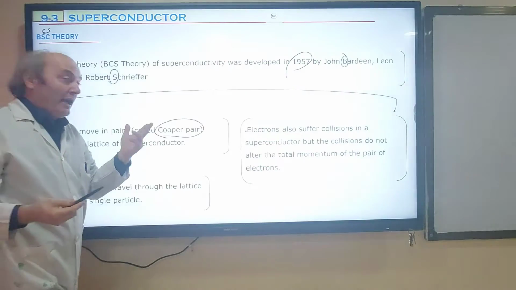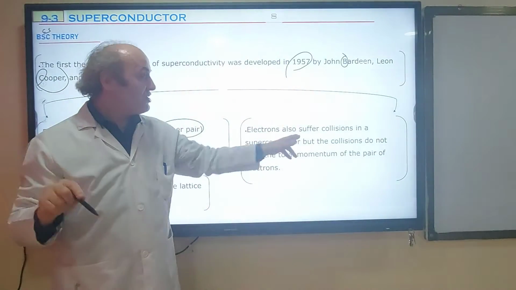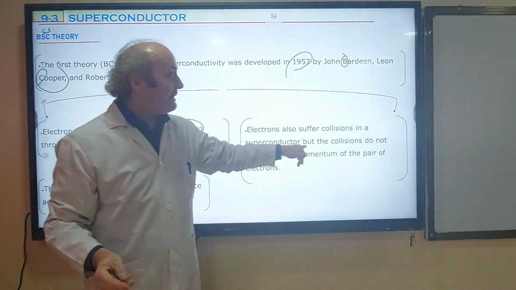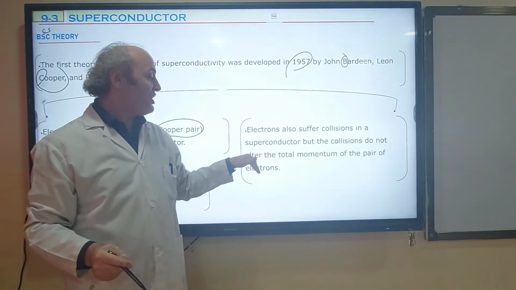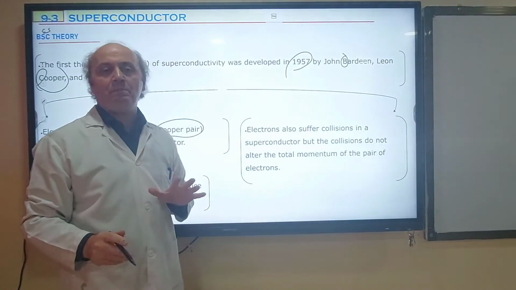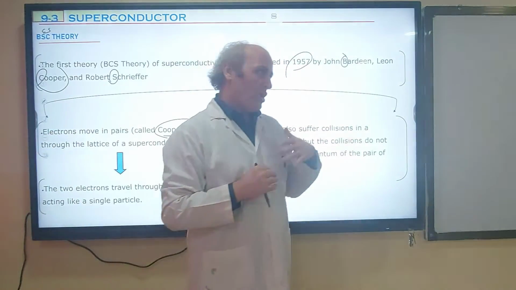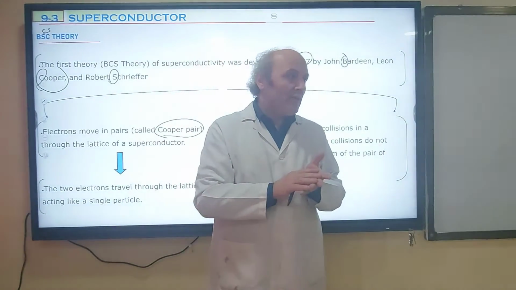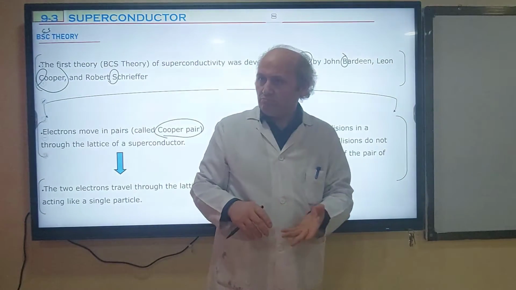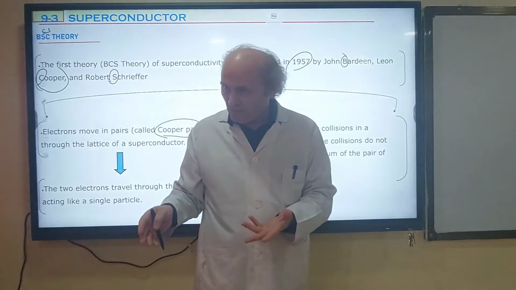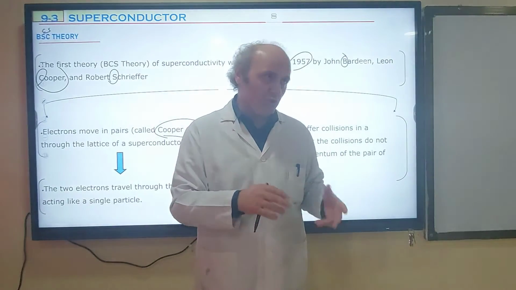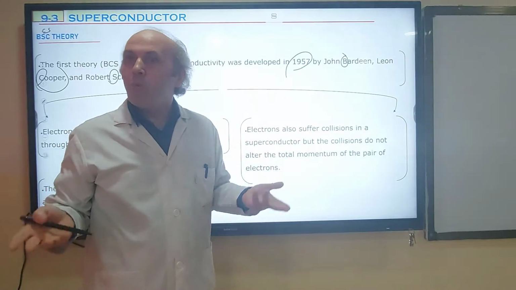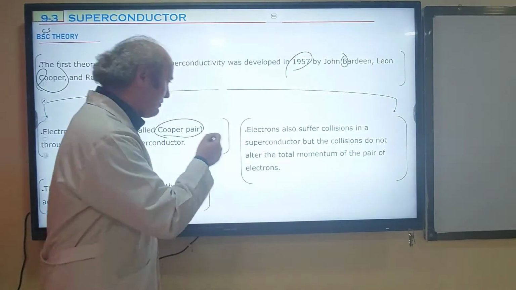Electrons in Cooper pairs also suffer collisions. Yes, they also collide with atoms, but collisions do not alter the total momentum of the pair. Normally, if you collide with something, your momentum must change because you are losing energy, giving some momentum to something else. But in a Cooper pair, this does not happen. But how? Why does this not happen? Let's see that.